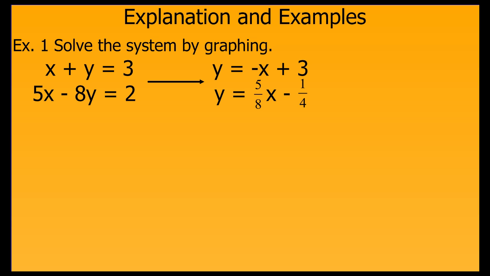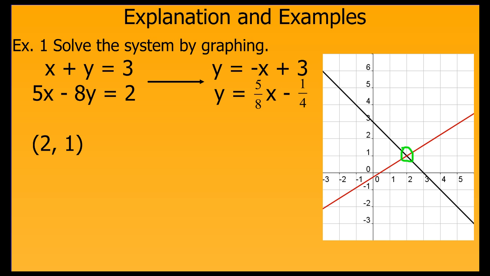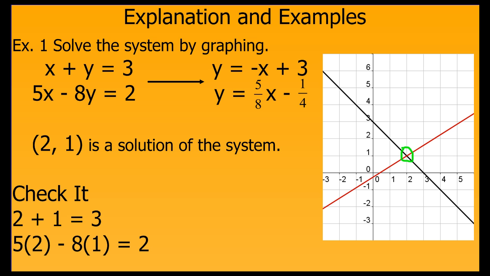Then I graph both lines. The first equation is graphed in black, and the second one in red. We can clearly see that these two lines intersect in one point. That point appears to be the point 2, 1. But since our manual graphs are not always extremely accurate, we should check this point. We check it by filling in 2 for x and 1 for y in both equations. Since the point works in both equations, it is a solution of our system.